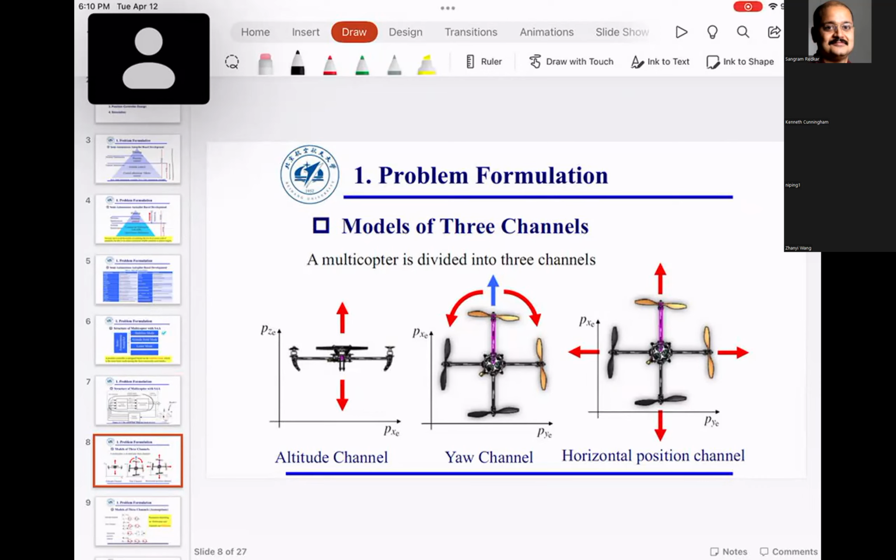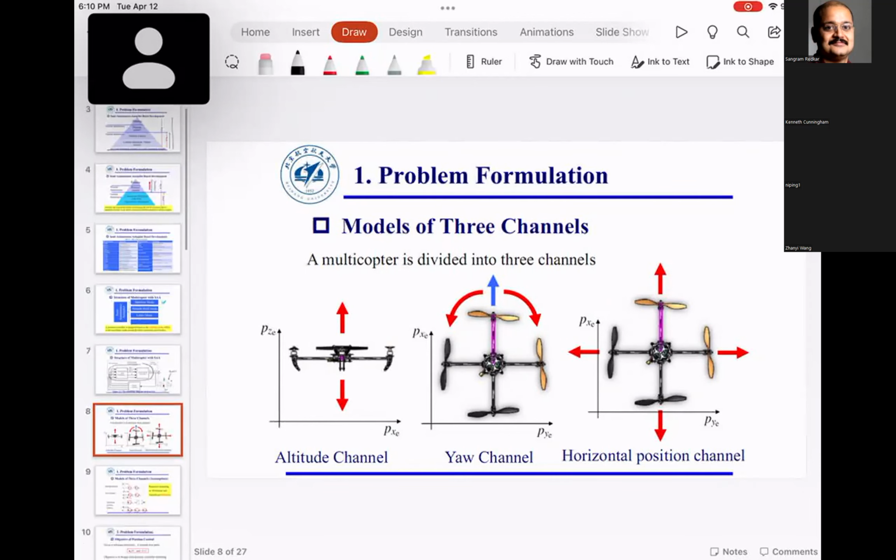A quadcopter is an under actuated system, which means even though it has 6 degrees of freedom, we have only 4 actuators. So we convert those into 3 channels: an altitude channel, a yaw channel, and a horizontal position channel. Depending upon what quadcopter you use, the motor mixing algorithm would change. If you have an X type of configuration, the motor mixing changes. If you have a plus type of configuration, it changes. Instead of a quadcopter, if you have a hexacopter or an octocopter, the motor mixing changes.